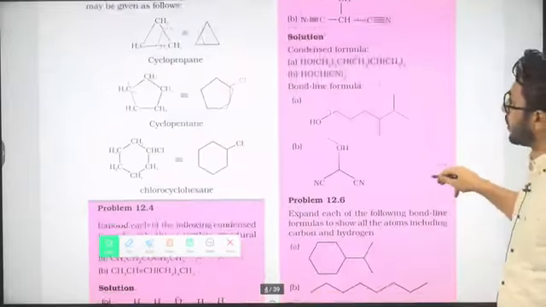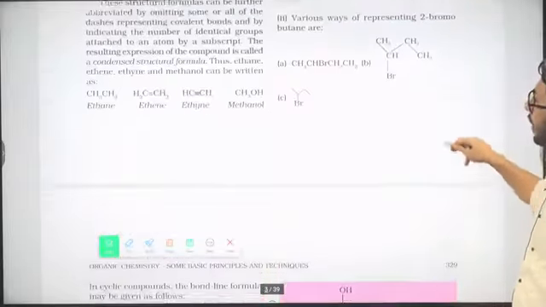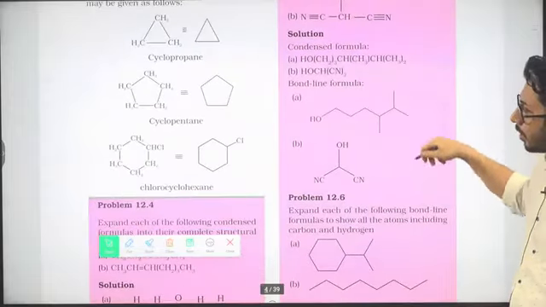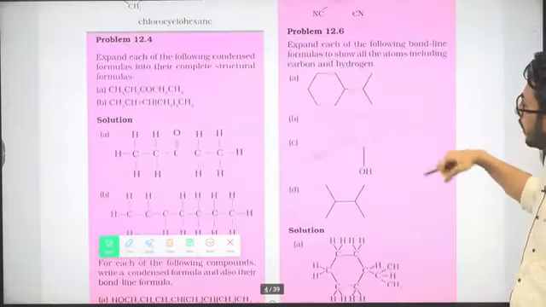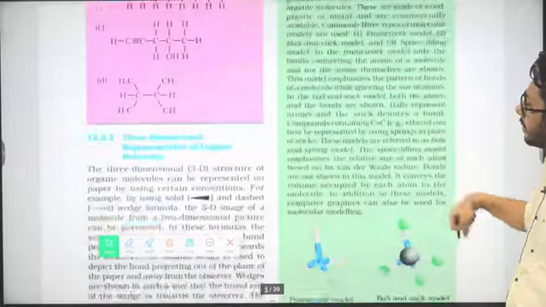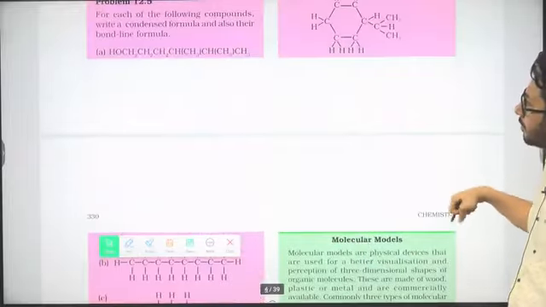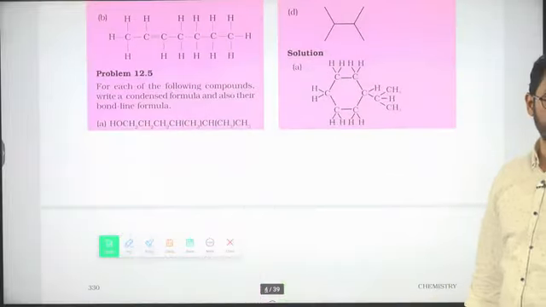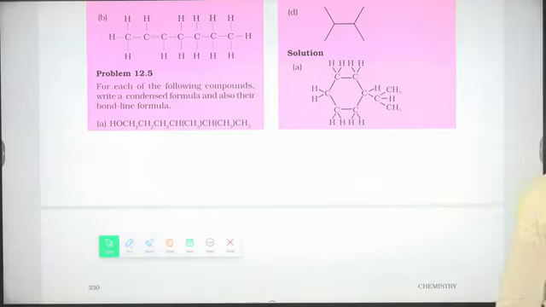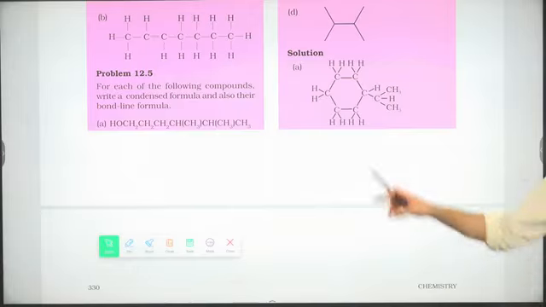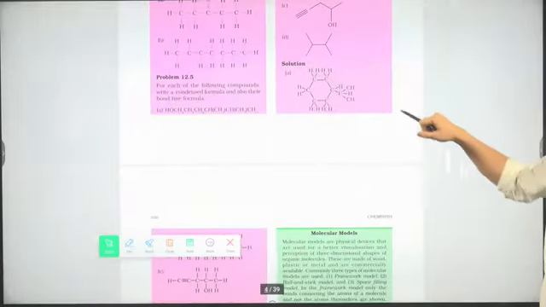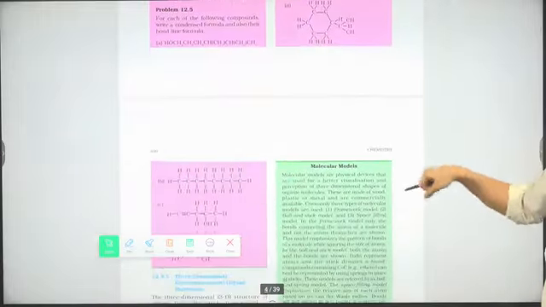Then initially on this page, if you have gone through, have you solved these questions? All questions solved, 12.4, 12.6, 12.5. Completed those questions? Any doubts in any of the structures? In these questions you want to ask? Any questions here? Any doubts you want to ask?